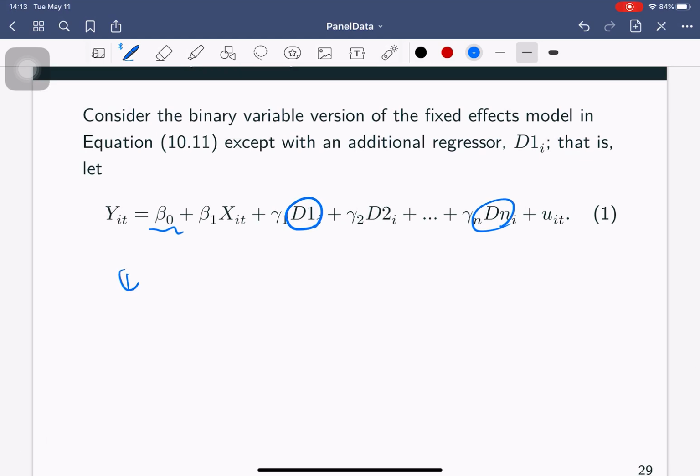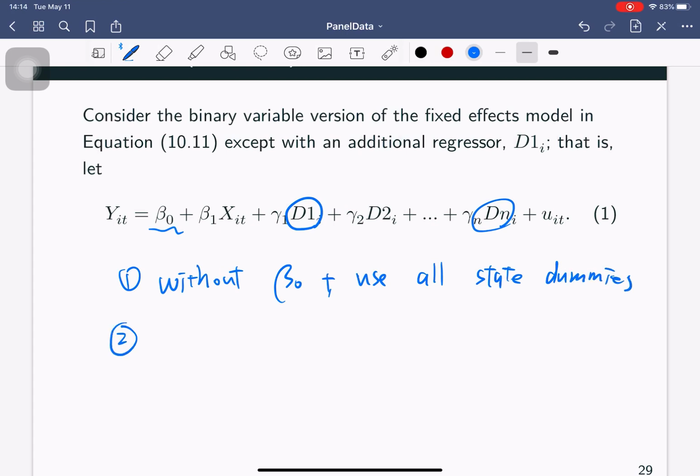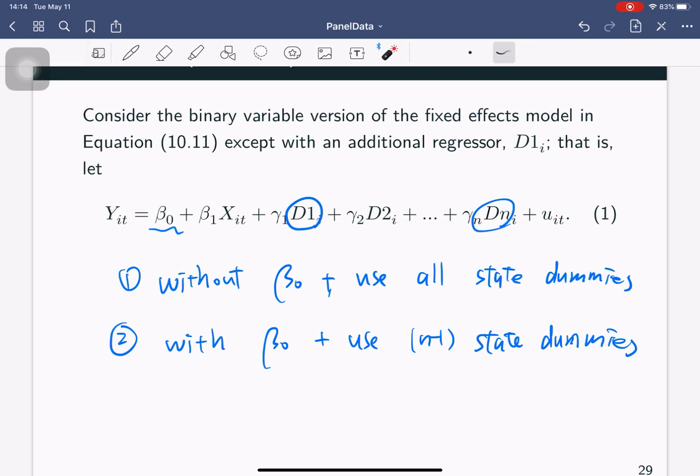So you only have two choices. Without beta 0, use all state dummies, or with the intercept, use n-1 state dummies. You only have two choices. So here, you use the intercept and all state dummies, so you have a dummy variable trap problem here.